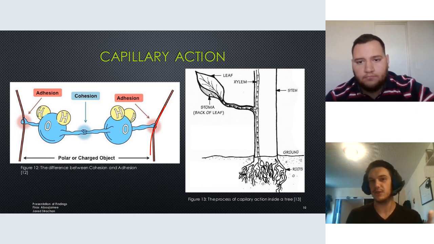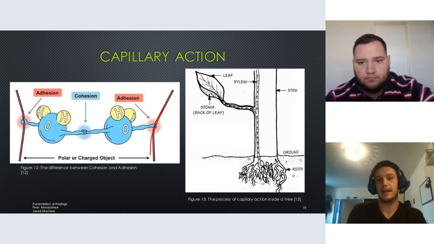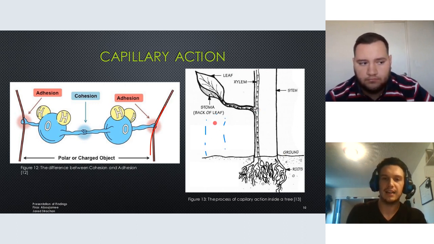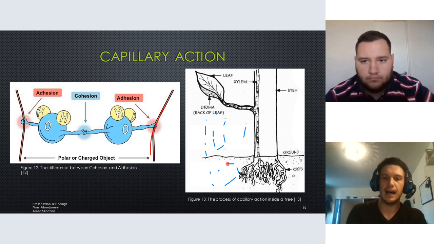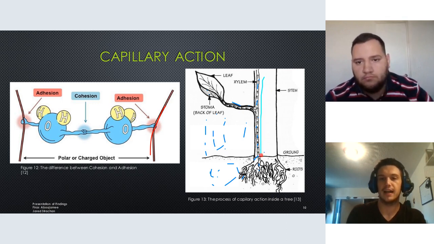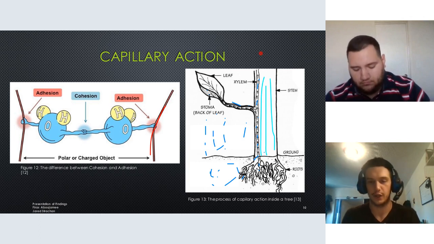Everything that uses absorption is capillary action, practically. So I have a little example of a tree here. If it was raining and water got into the soil, capillary action is used in the roots and up the xylem of a tree, and it gives the tree access to water. There's not just one xylem, there's multiple xylems all the way through the tree that run parallel like this. And water goes all the way up every xylem in the tree.